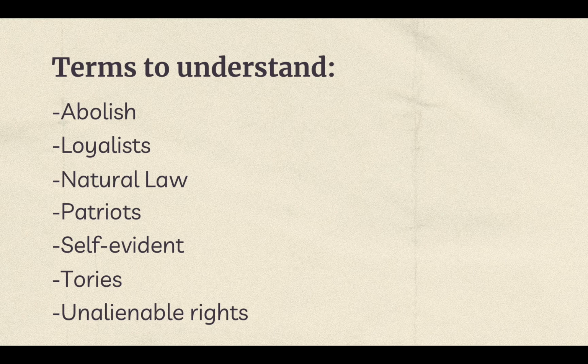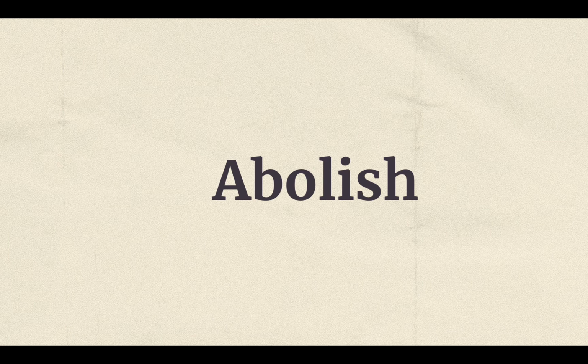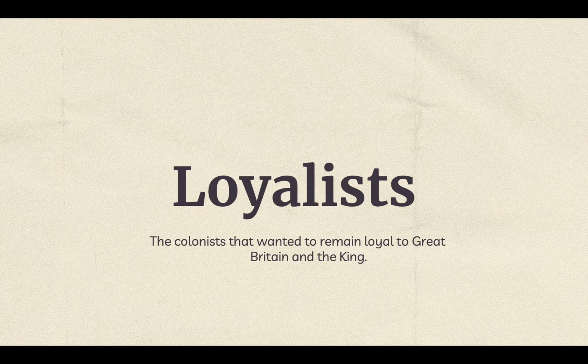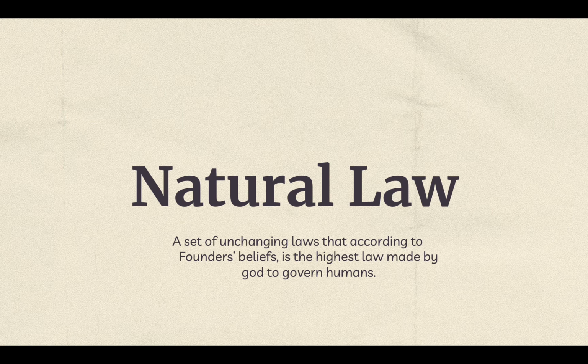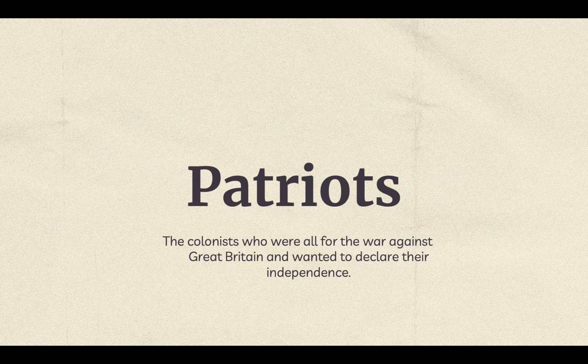Now that we know all about the Declaration and its basic ideas, let's review the terms we mentioned in the beginning of the video. Abolish: to formally put an end to something. Loyalist: the colonists that wanted to remain loyal to Great Britain and the king. Natural law: a set of unchanging laws that, according to founders' beliefs, is the highest law made by God to govern humans. Patriots: the colonists who were all for the war against Great Britain and wanted to declare their independence.